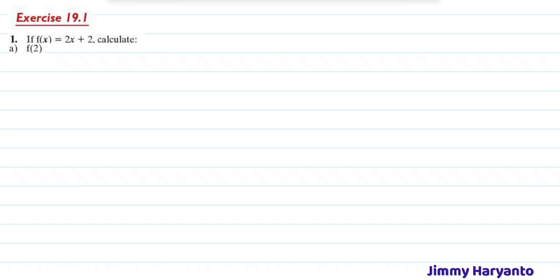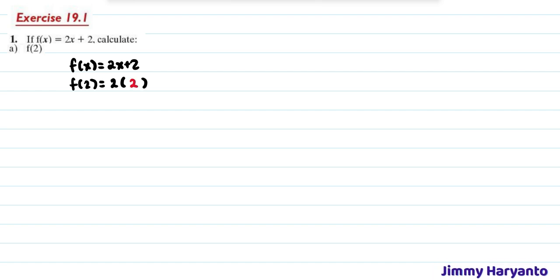Okay guys, this is the solution of your homework. So we'll start from exercise 19.1, question 1. We have f(x) equals 2x plus 2, and the question wants you to find f(2). That means you only have to replace the x with 2, and then you calculate the result. You'll have 6 as the result.